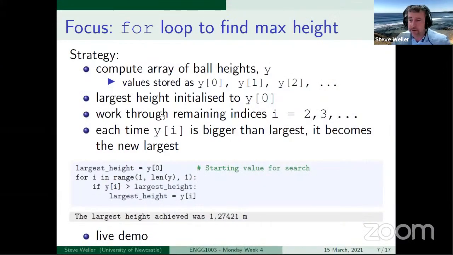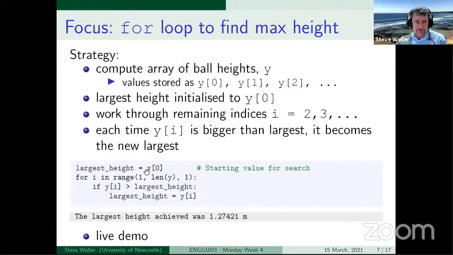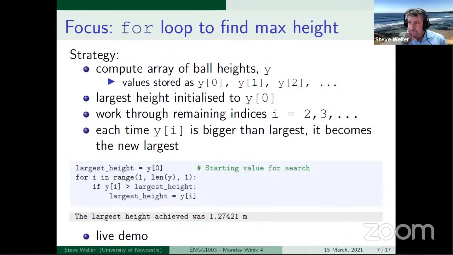So on slide 7 here, you can see towards the bottom of the slide, I've got an extract of the 4 lines of Python code that use a for loop in order to compute the maximum height. And then below that, I've got the printout in the grey rectangle, which shows the largest height achieved was 1.27 meters. And you saw that when I ran the code live. So before we look at the code itself, I want you to think about the overall strategy.